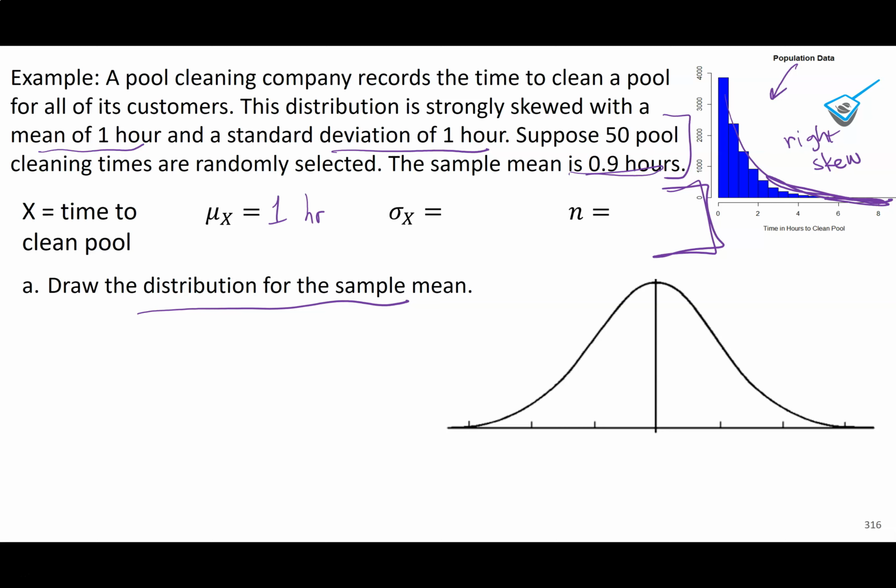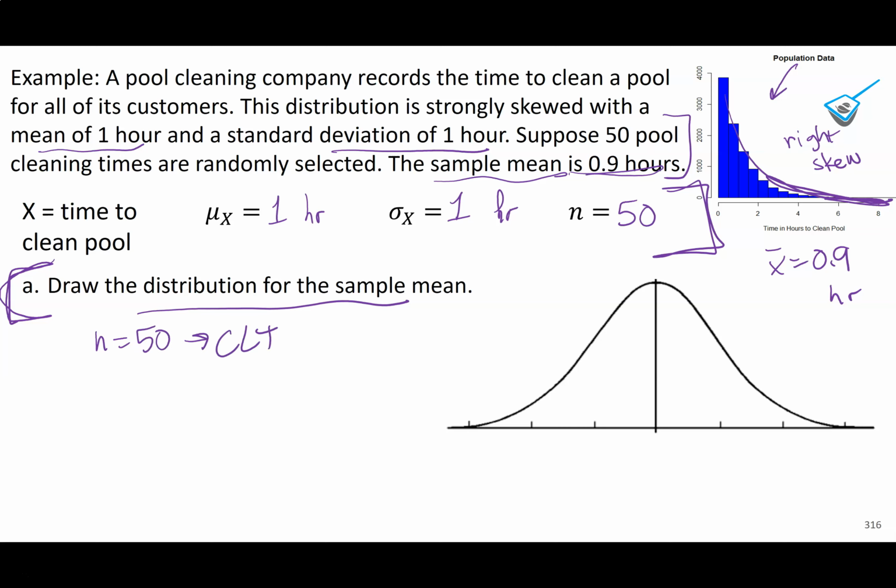The standard deviation for all those times was just 1 hour. And then my sample size is 50. Note the sample mean, X bar, is equal to 0.9 hours. I'm not going to use it to answer this question, so I left it out there. So looking here, my sample size is 50.